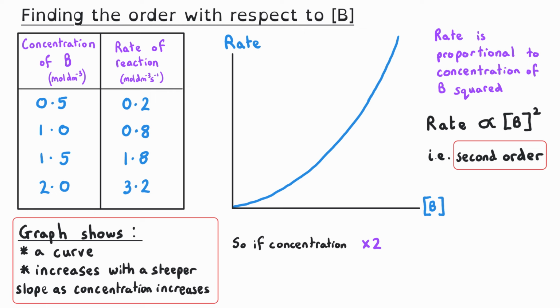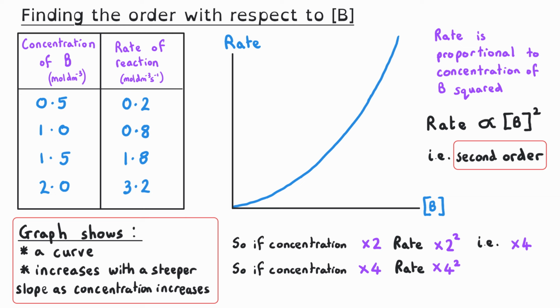And what this means in a practical sense is if we double the concentration of reactant B, the rate of reaction will be multiplied by 2 squared. In other words, the rate of reaction will be 4 times larger. If we were to quadruple the concentration of reactant B, the rate would be multiplied by 4 squared, which means it would be 16 times larger. If the concentration was made 3 times smaller, the rate of reaction would be divided by 3 squared. In other words, it would be 9 times smaller.